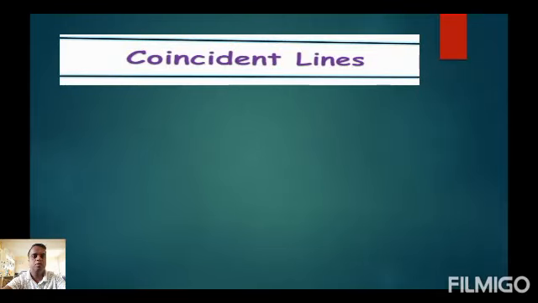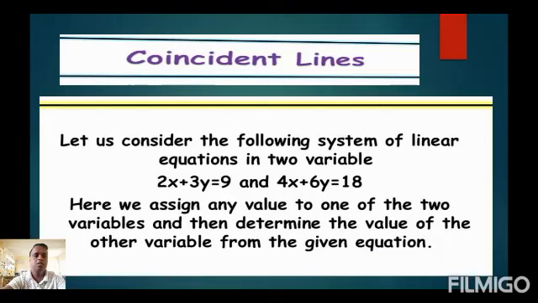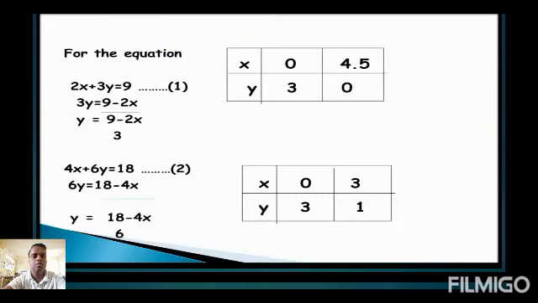Next, we move to the coincident lines. What are coincident lines? Let us consider an example: 2x plus 3y equal to 9, 4x plus 6y equal to 18. Here we also take two equations. y equal to (9 minus 2x) divided by 3. Put the x value. So, what will we get? If x equal to 0, 2 into 0 is 0, 9 by 3, y equal to how much? 3. If x equal to, we have to take 4.5, 2 into 4.5 is how much? 9. 9 minus 9 is 0, 0 by 3 is 0. Two points we get from the equation.